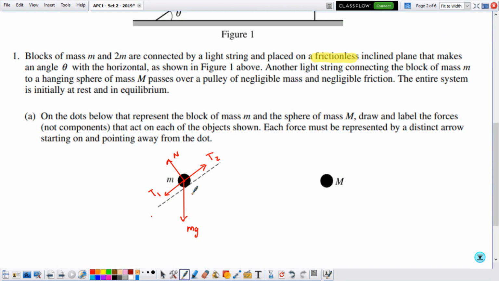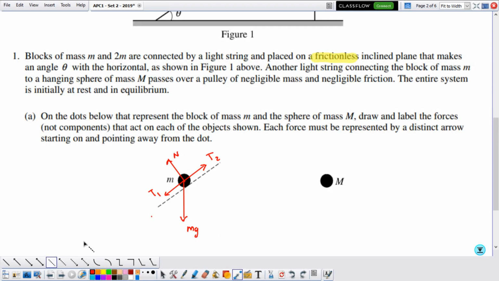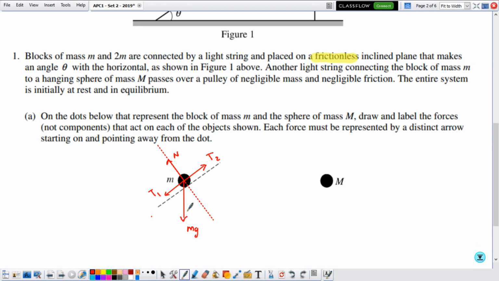Now remember that in the FBD it's not mandatory to place the angles that the vectors make with the horizontal or with the x-axis and the y-axis, but it's better for us in order to do the projection later. Then this is the angle theta. No, sorry. Let me say this is the y-axis. Then that would be the angle theta.